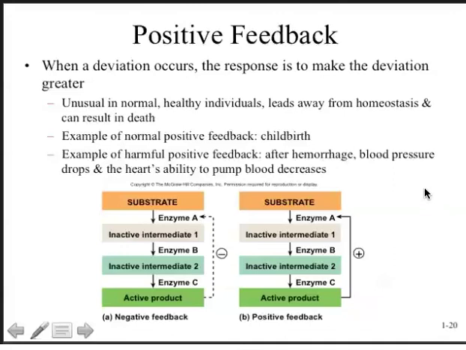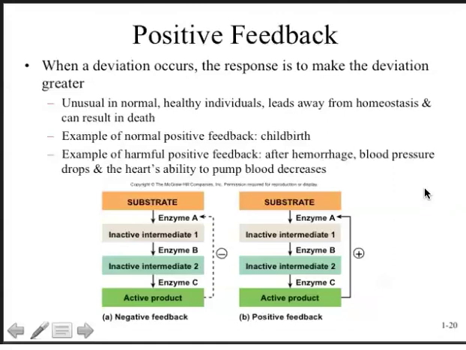An example of normal positive feedback is childbirth. In childbirth, what happens is that as the baby's getting ready to be delivered, the head comes out first in a normal birth. This will stretch the uterus. The stretching of the uterus will send nerve signals back to the brain, causing the secretion of a hormone called oxytocin from the posterior pituitary gland under the command of the hypothalamus.